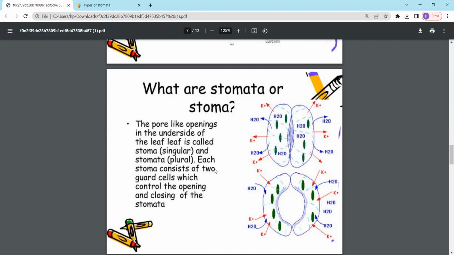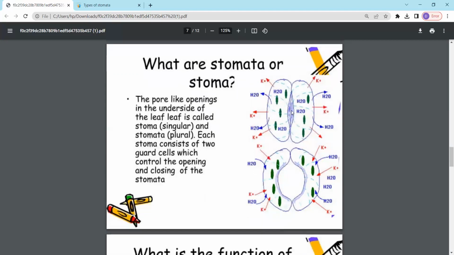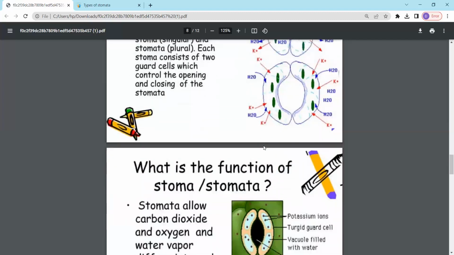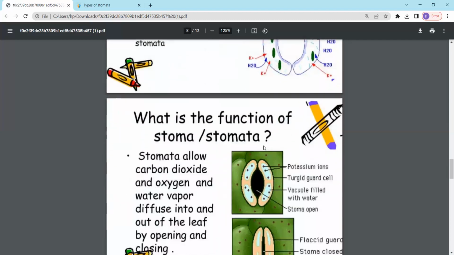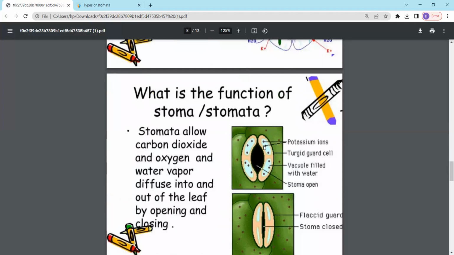Each stoma consists of two guard cells which control the opening and closing of the stomata. So here is a small opening which is surrounded by the two guard cells. These are the guard cells, and they mainly help in the opening and closing of the stomata. The main function of the stomata is to allow exchange of gases, that is carbon dioxide and oxygen, and water vapor diffuses in and out of the leaf by opening and closing of these stomata.